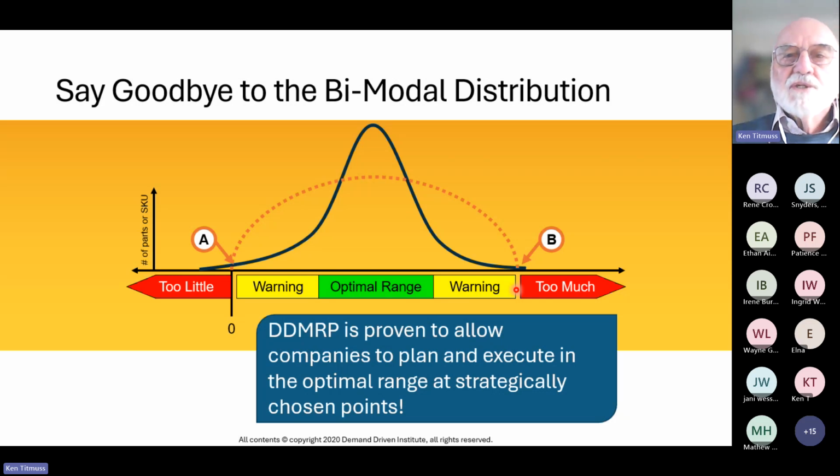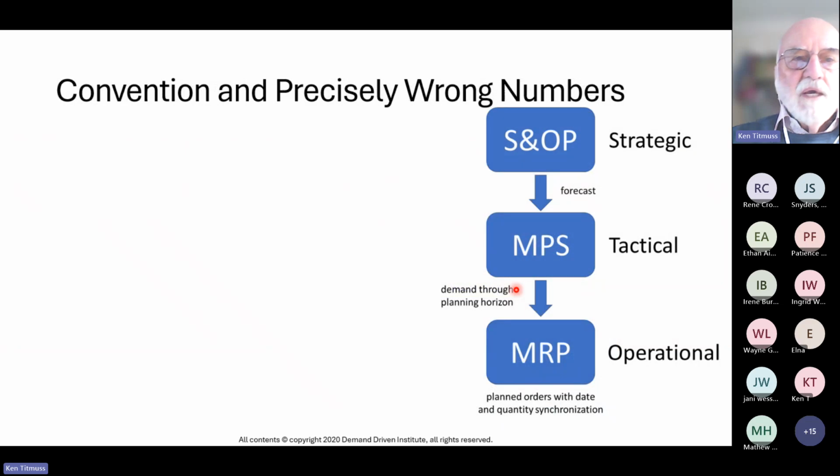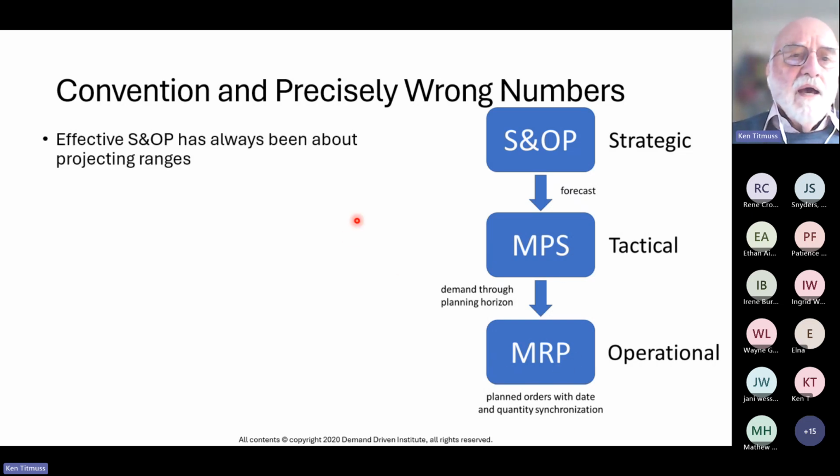at strategically chosen points. So we're starting to get happy faces coming out now. If we look into conventional, precisely wrong planning, this is how we've done our manufacturing planning in the past. We've had a sales and operations planning process, a master planning process here, and a materials requirements planning process here. And effectively, our sales and operations planning processes have been about projecting ranges.